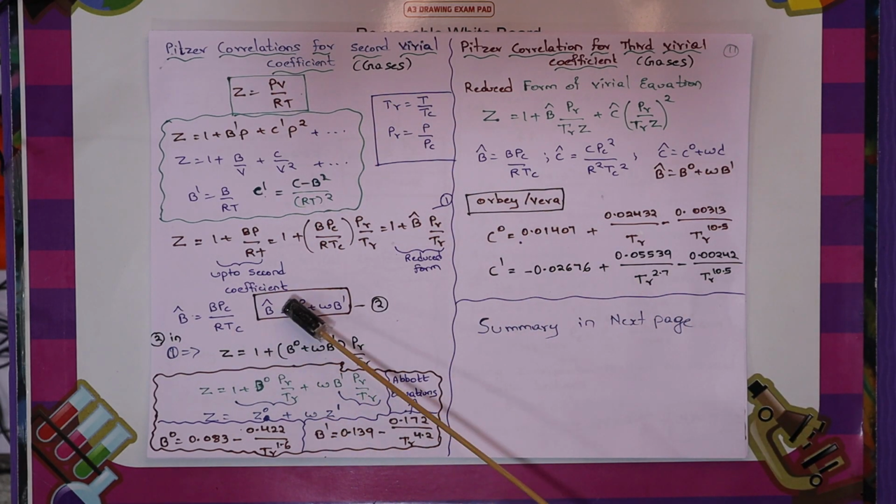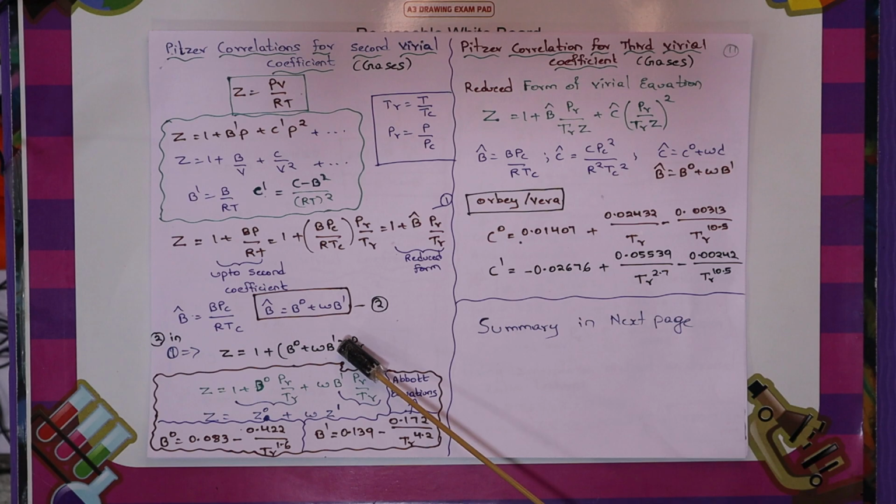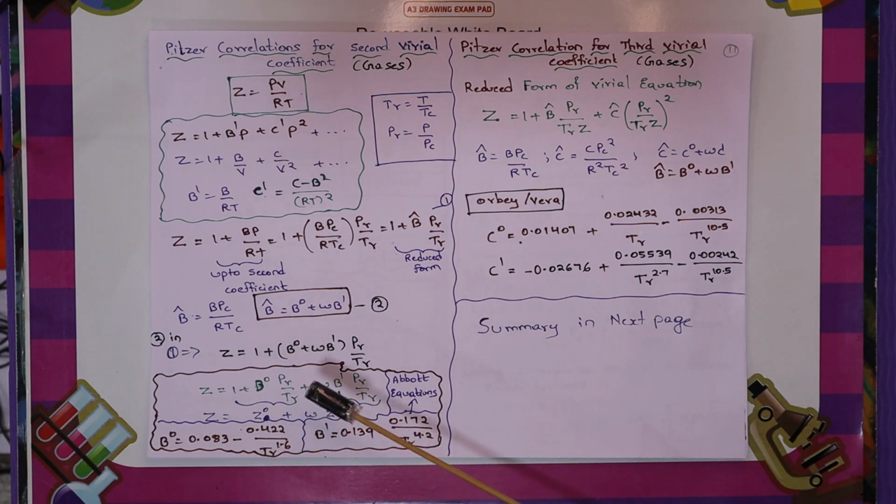And similarly, Z equal to 1 plus, in place of B dash, you can keep B naught plus omega into B dash, because this is the expression proposed by Pitzer, that you can estimate this particular B cap using B naught plus omega into B dash. So B naught and B dash depend on the reduced temperatures. That means if you know the reduced temperature of a molecule, you can calculate B0 and B dash. Thereby you can apply Z.